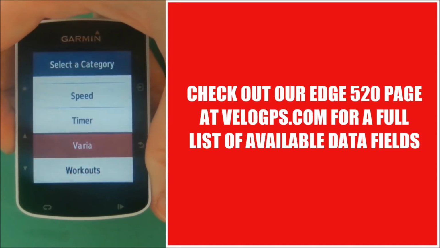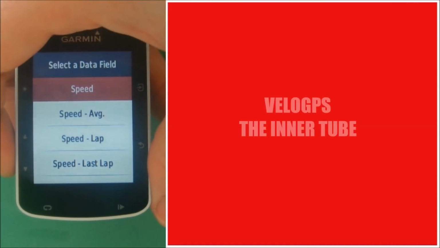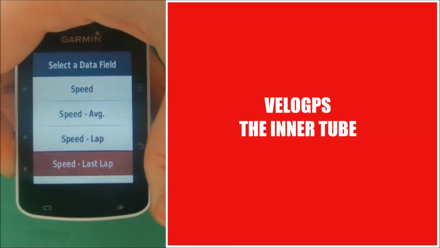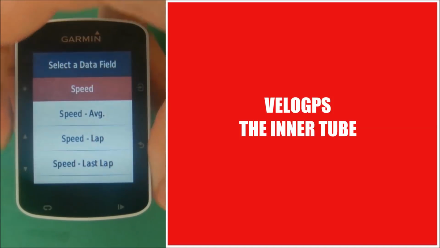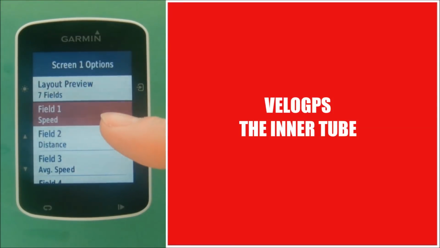So we're going to just go back, because we had that set to cadence from an earlier demo, and we want to set it back to speed. And within the speed category you then have various data field options. There's speed, average speed, lap speed, speed over the last lap, and maximum speed, but we're going to go for plain old speed. So you can see that that's updated to speed.